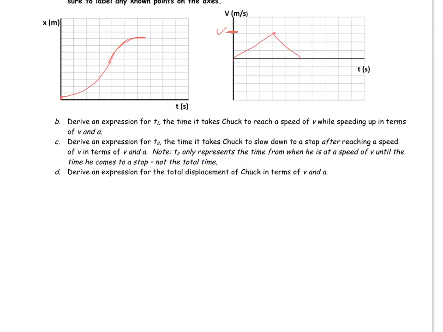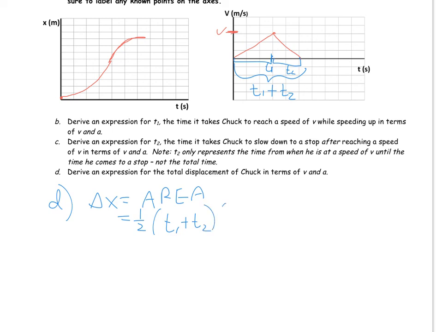All right, I'm going to bring my graph back for this last part, part D. I'm going to derive an expression for the total displacement of Chuck in terms of v and a. Keep in mind what I just discovered here. This time here is t1, but my total time is actually going from the very beginning to the very end, t1 plus t2, because I know that this interval here is t2, much like this interval was t1. So I want to find the total displacement. I know that my displacement is equal to my area, so I'm simply finding the area of that triangle there, 1/2 base, which is t1 plus t2, times my height, which is v.